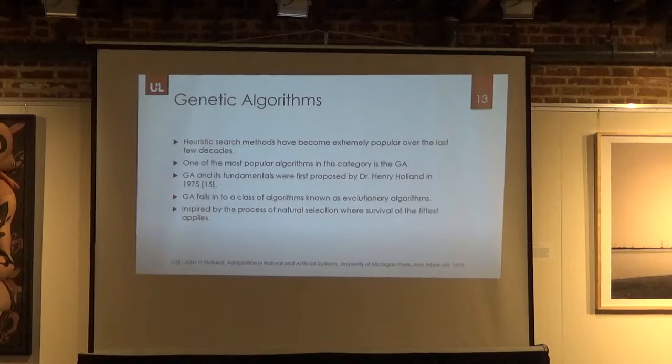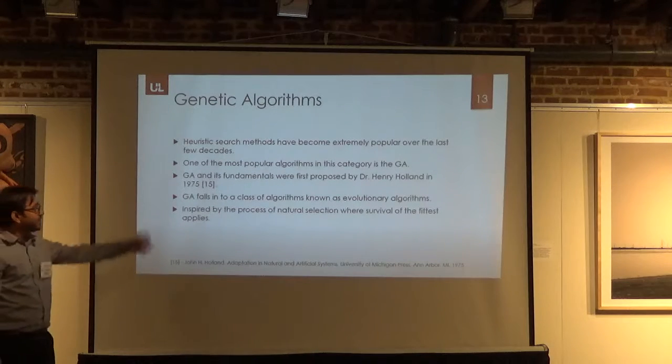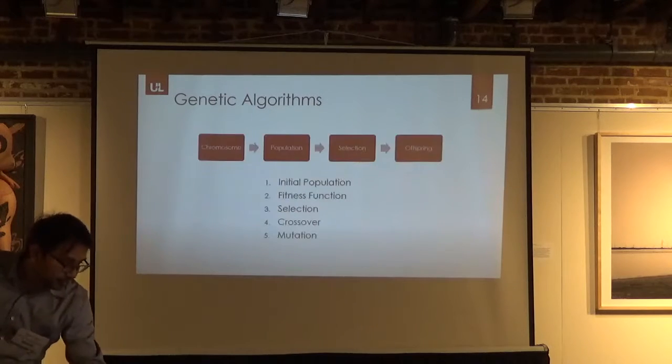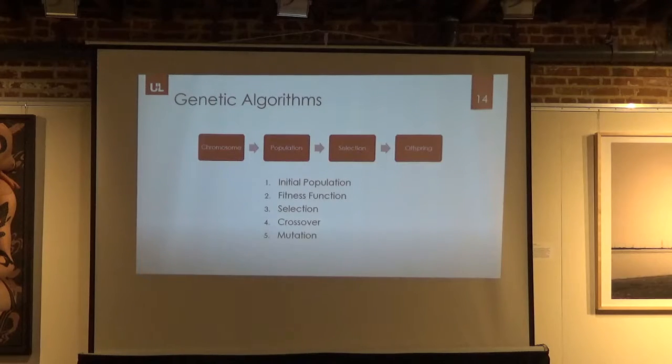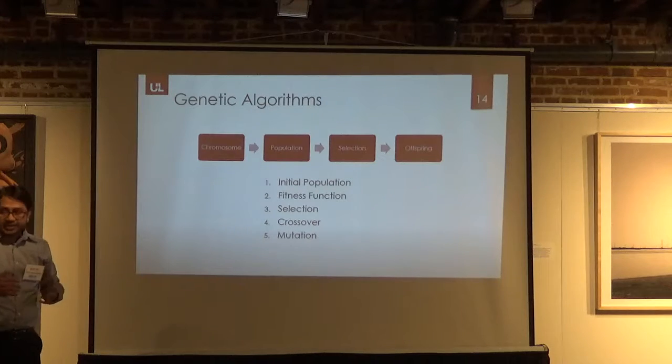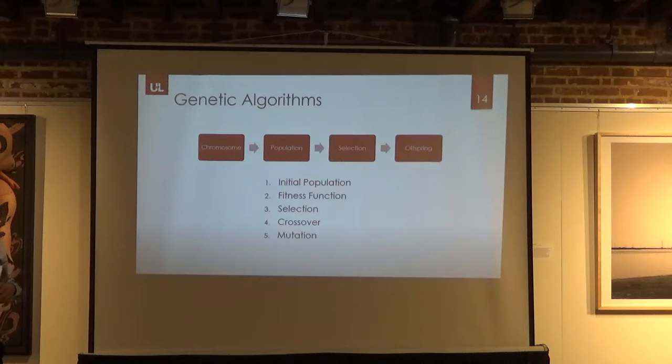This was first mentioned in 1975 by Dr. Henry Holland. In a genetic algorithm, you take the parameters that you're trying to optimize, then create something called a chromosome using those parameters. There are different ways to encode these parameters, such as binary encoding and value encoding. Depending on your parameters, you choose a different encoding method. In my case, I've used value encoding.